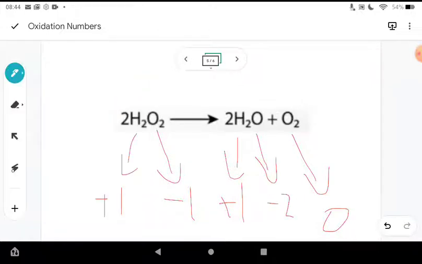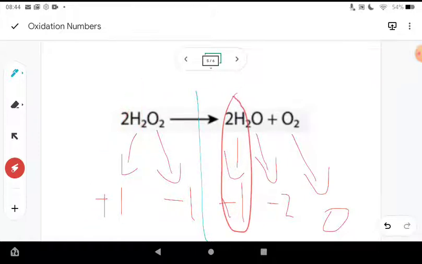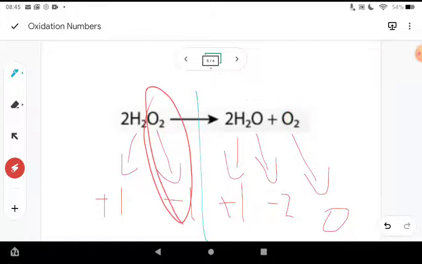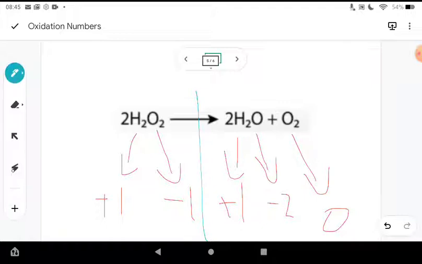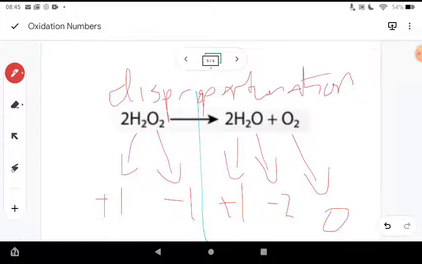Now, most examples will have one element that gets oxidized, one element that gets reduced. However, the hydrogen is +1 there, and the hydrogen is +1 there. The oxygen goes from -1 to 0, so it increases. So in this case, it gets oxidized. It goes from -1 to -2, so it gets reduced. So as a result, the oxygen is both reduced and oxidized in the same reaction, and we call that a disproportionation reaction. A disproportionation reaction.